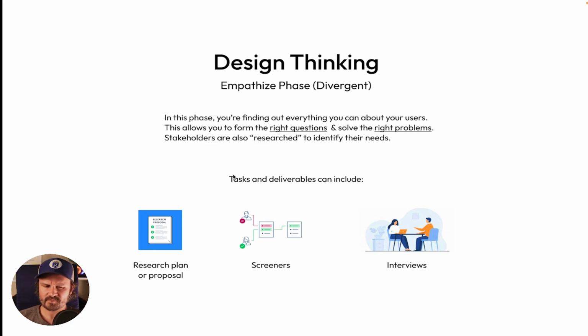Tasks and deliverables when you're working in the empathize phase can include research plans or proposals. This is incredibly important, not only for you as the UX professional, because you might be the one who also does the research, depending on team size, all that good stuff. However, you'll also want to write your proposal or plan in a way that the stakeholder can understand what you're proposing to do as far as research is concerned.